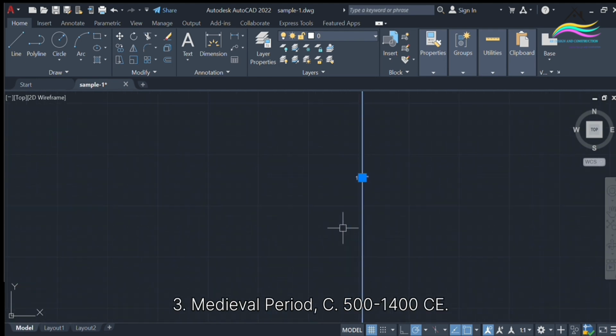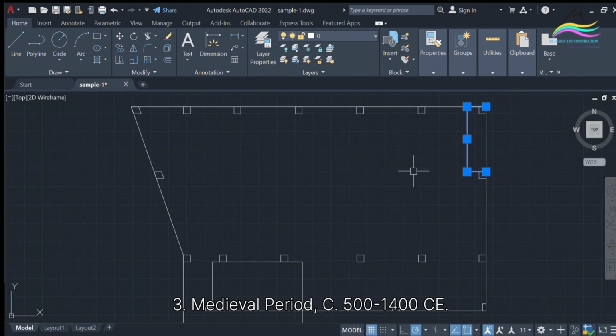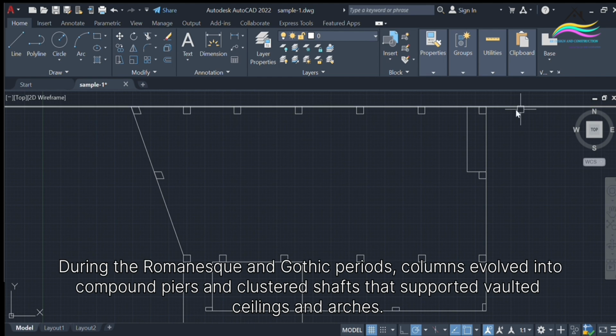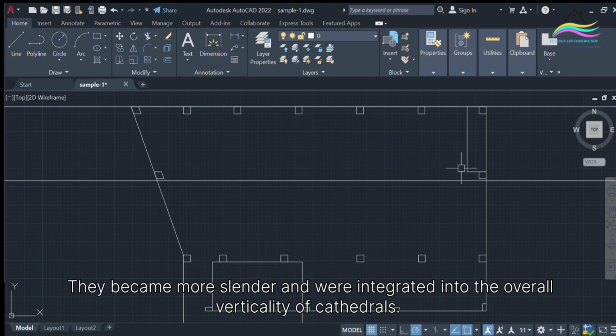3. Medieval period, c. 500 to 1400 CE. In early Christian and Byzantine architecture, columns were reused from Roman buildings or adapted with Christian iconography. During the Romanesque and Gothic periods, columns evolved into compound piers and clustered shafts that supported vaulted ceilings and arches. They became more slender and were integrated into the overall verticality of cathedrals.